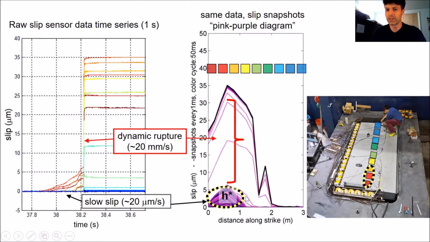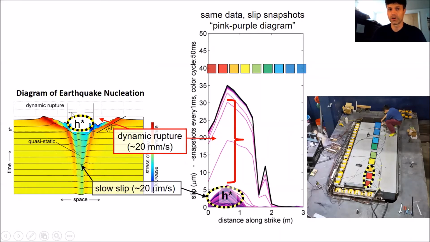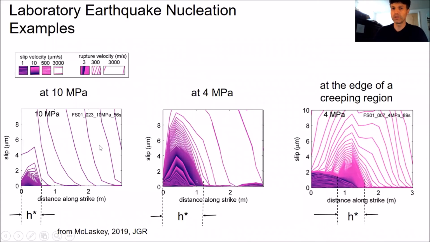In this case, the nucleation region is about 1 meter in length. And this is essentially our H star, or our critical nucleation length scale that we observe in the lab. And we can do this at a number of different circumstances. What I was showing you is something that happened at 4 megapascals, and in this case we get a nucleation length that's about 1 meter before the earthquake ruptures through the rest of the fault.